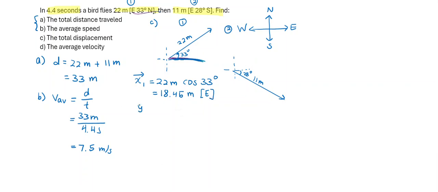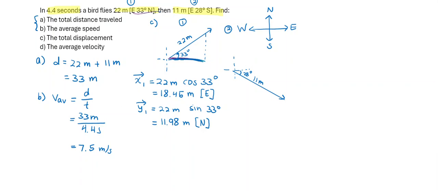And for the y component, it's going to be 22 meters sine 33 degrees. Because we're looking for here, and it's opposite over hypotenuse, so that tells us we have to use sine. Plug it into your calculator, and you should get 11.98 meters north.